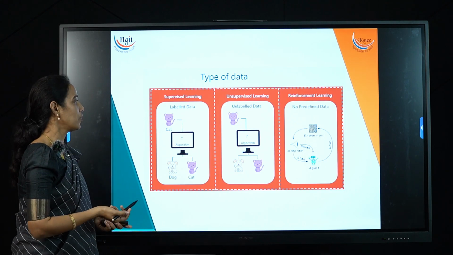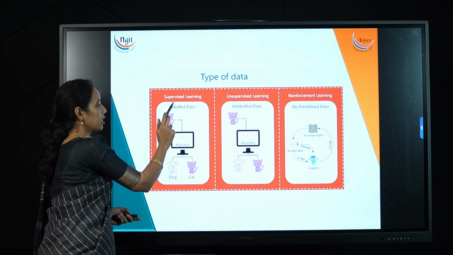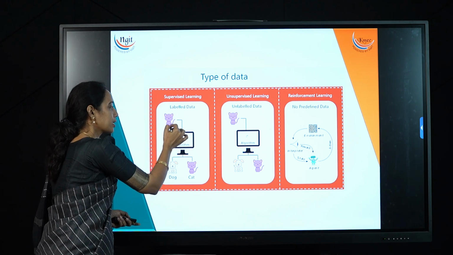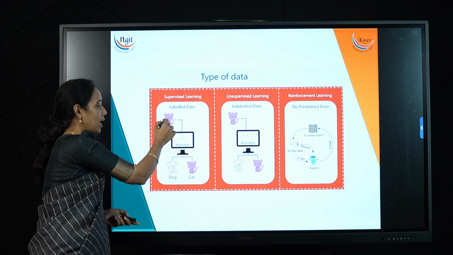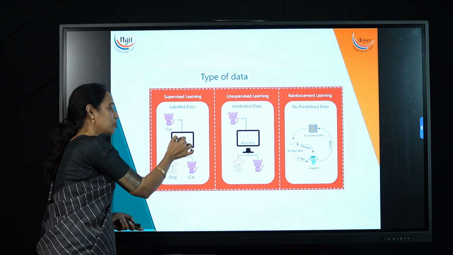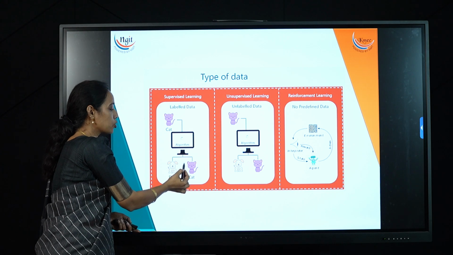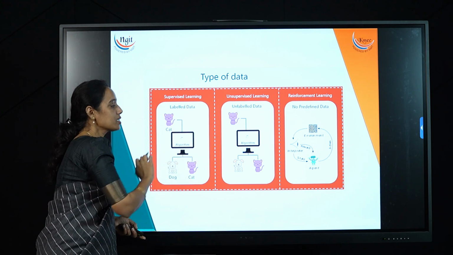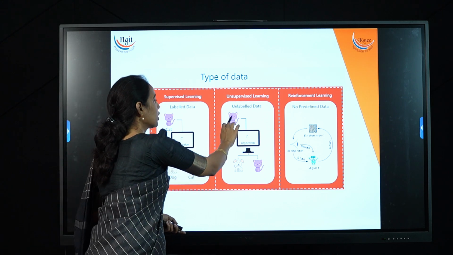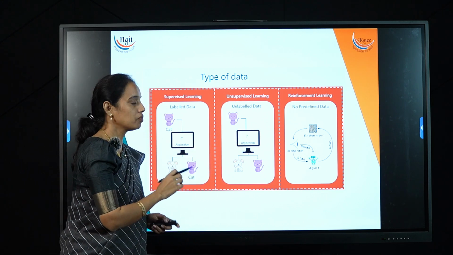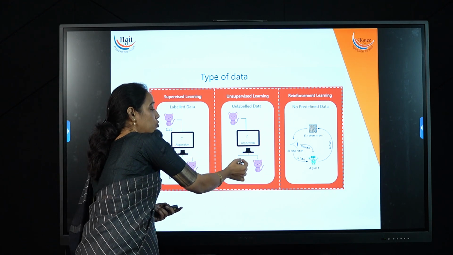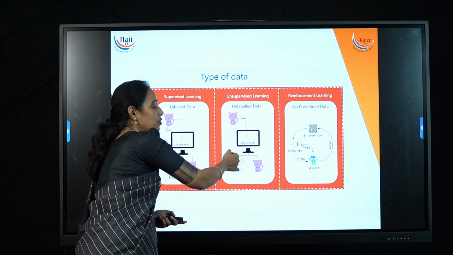Coming to the type of data, as already told, in supervised learning we give labeled data. That is, for a cat, we feed the particular features to the algorithm, and the algorithm classifies whether the particular thing is a cat or not. Whereas with unlabeled data, we just give the cat itself as the input. We don't define any features, but the algorithm itself has to find whether that particular thing we have given is a cat or not.